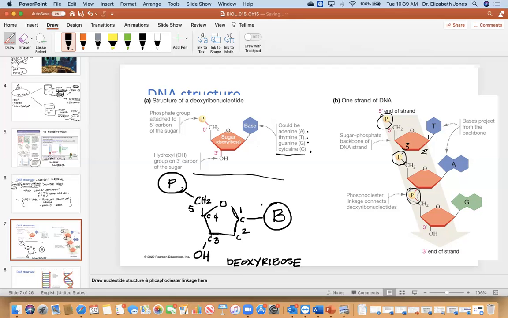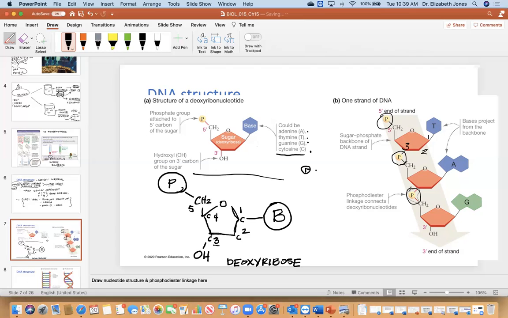So just to recap, we have a base at the number 1 carbon. We have an OH group, that's always going to be at the number 3 carbon. And we have a phosphate group that is always at the number 5 carbon. Now, what if we wanted to link these together? What would we do? Well, let's draw ourselves a couple of these.